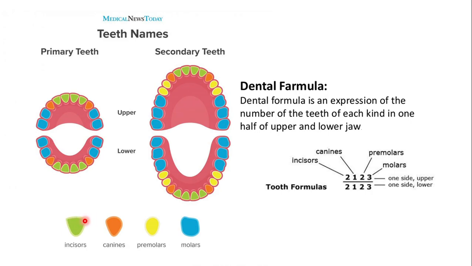The function of the incisors is to cut the food, and the function of the canine is to tear and shred the food, and the function of the premolars and molars is to grind and prepare the food for the bolus. So this was all about dental physiology.